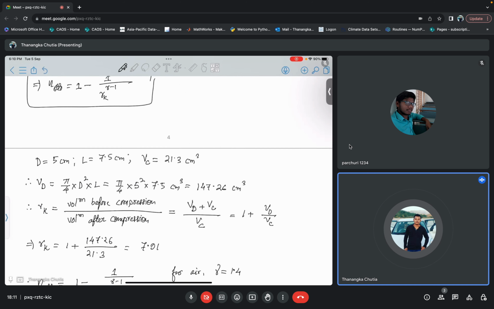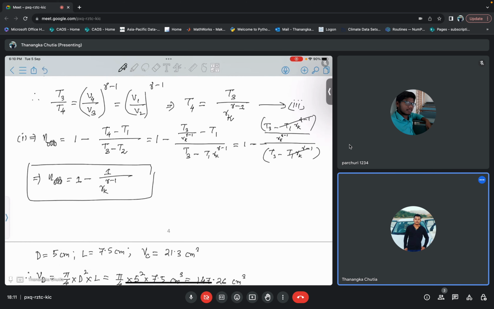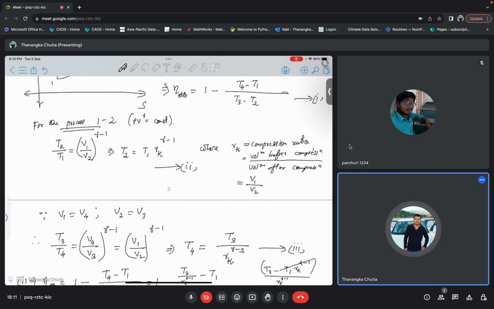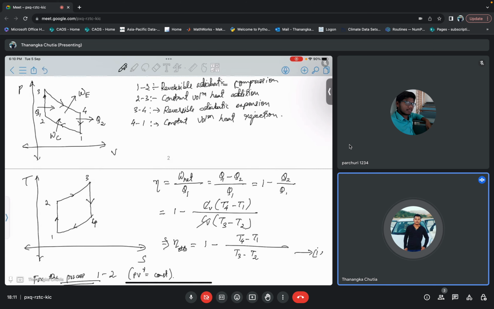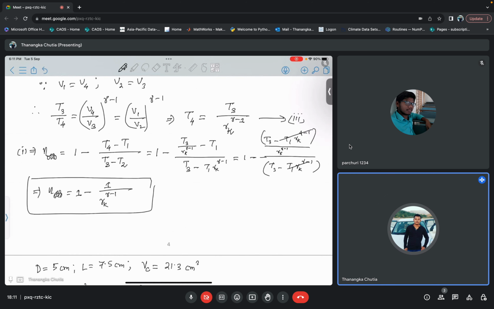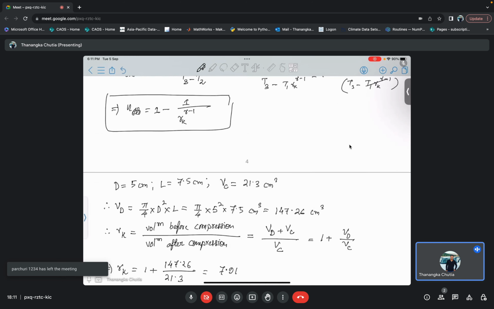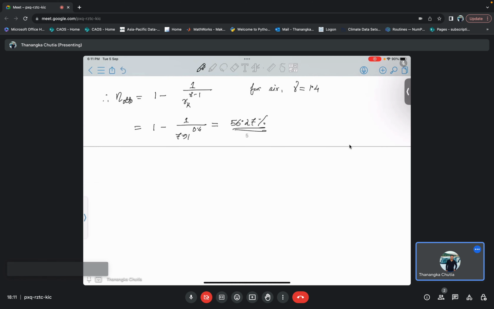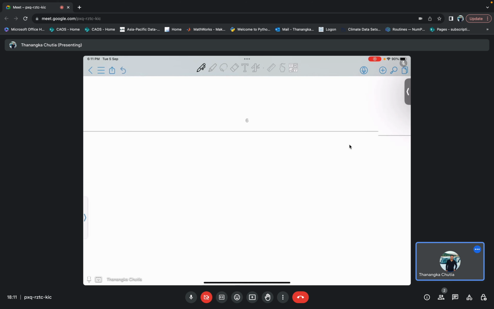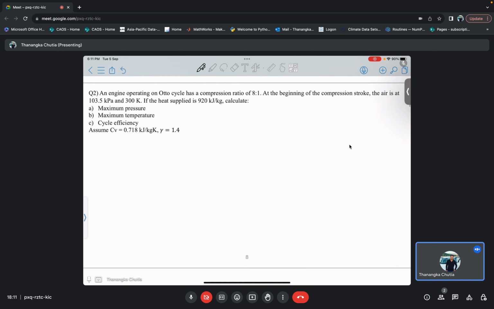So we were given all the terms in case of volume. If we would know the temperatures at the state points, then this would have been the formula we would use for calculating the efficiency of an Otto cycle. But here we are given to find out the compression ratio first and then calculate, so that's why we had to proceed this way. Okay, fine. So then let us move to the next question.